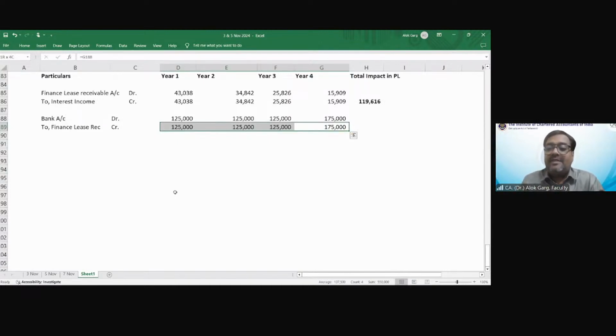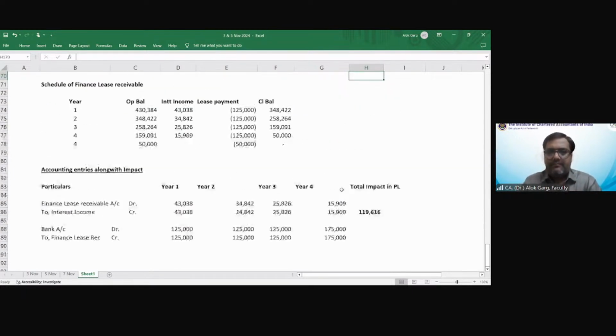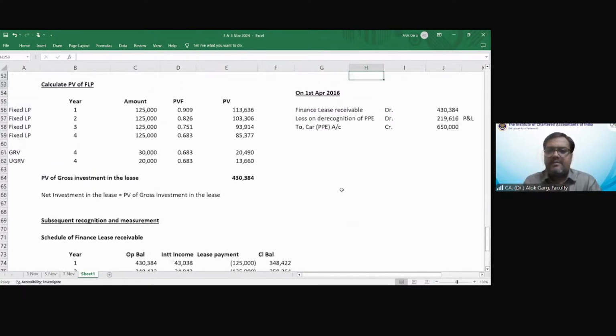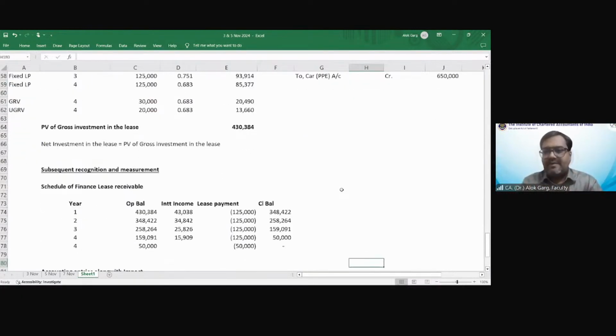Okay. So these are the accounting entries. Are you clear on the accounting entries? Are you clear on this finance lease and operating lease? Yes, sir. Clear, sir. Friends, now I am covering the sublease accounting concept.